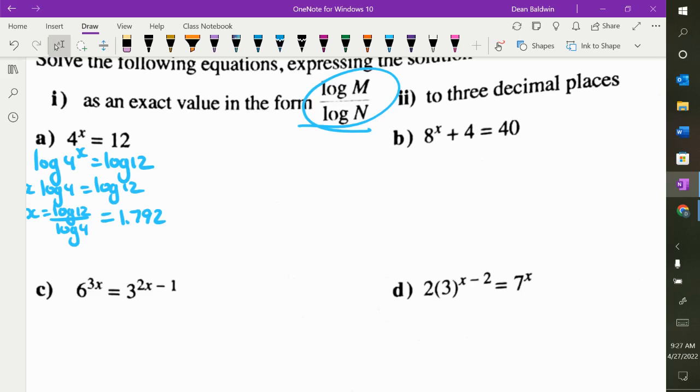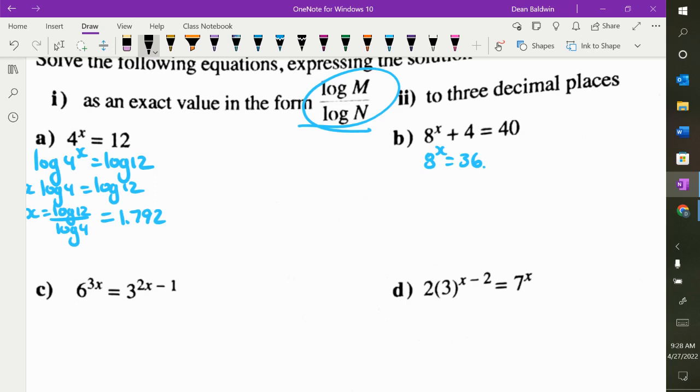8 to the power of x plus 4 is equal to 40. What should we do first here? Move the 4 to the other side. Simplify it as much as you can. So I'm going to move the 4 over, so I get 8 to the x is equal to 36. Now what? Can you make a common base? Wait, no, I'm thinking about 6. I know. Cannot make a common base, so we have to use logs.